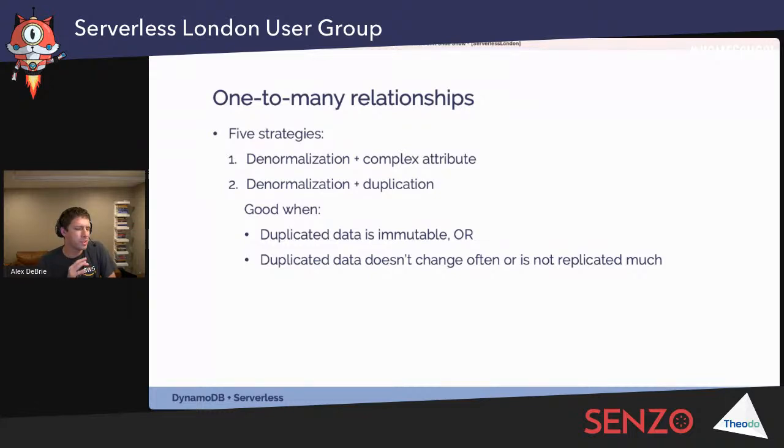It changes maybe once or twice a year at most, or it's not replicated very much. Maybe it's only replicated across 2 or 3 items, and it's easy for me to go find those items and change it if it happens. But if you get in the scenario where it can change ad hoc, willy-nilly, things like that, and also it's replicated across a lot of items, this probably isn't going to be the best strategy for you. I'd look for something else in that case. So that's our second strategy, denormalization and duplication.